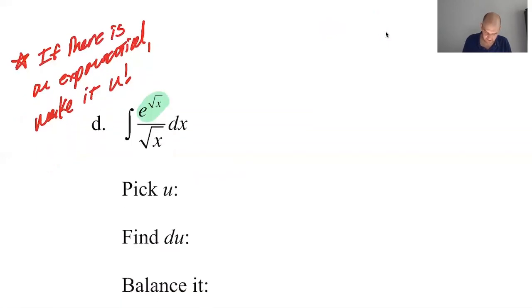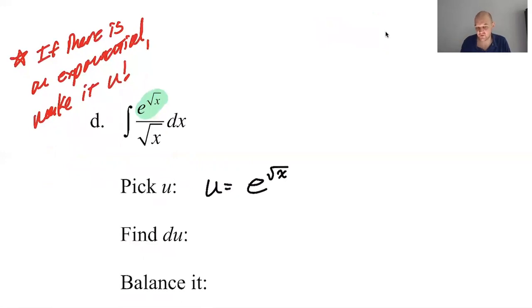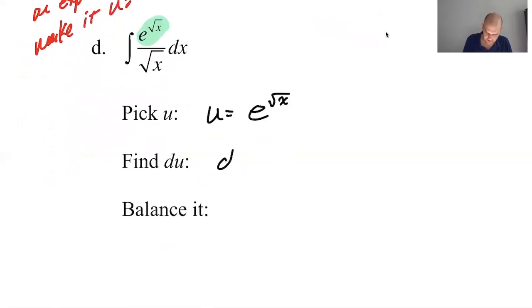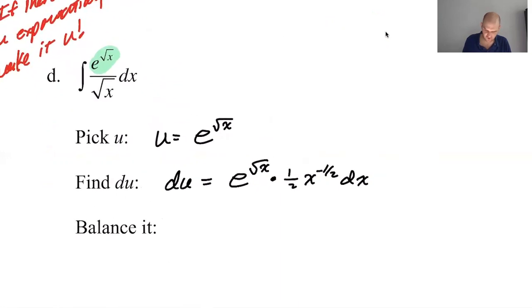So I'm going to say that u is equal to e to the radical x, or e to the x to the 1/2 you might prefer. So du is going to be e to the radical x times the derivative of radical x, which is 1/2 x to the negative 1/2, then dx. Okay, so that's crazy. But is it crazy?